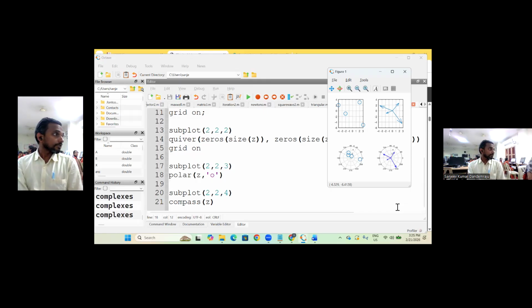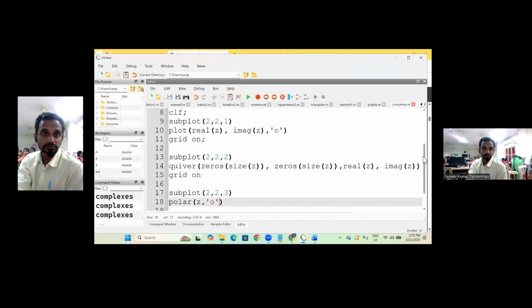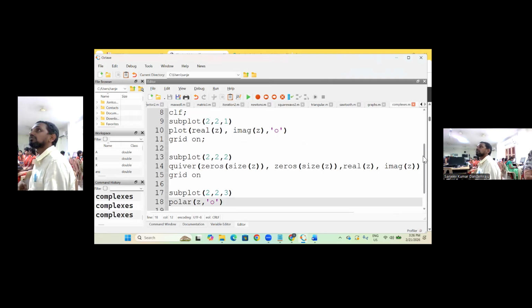Change the first subplot index to 2 comma 2. Out of 2 by 2, second one 2 comma 2 comma 2, third 2 comma 2 comma 3, fourth 2 comma 2 comma 4. First one also 2 comma 2 comma 1. Okay. 2 by 2, grid on that first one.